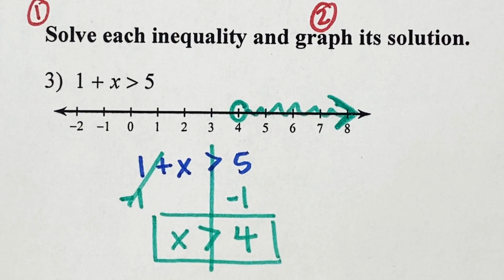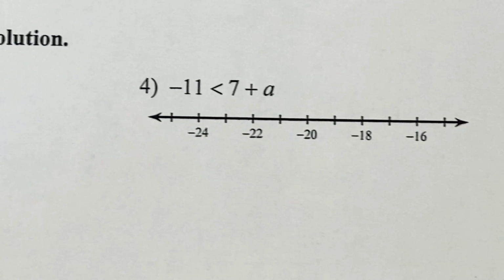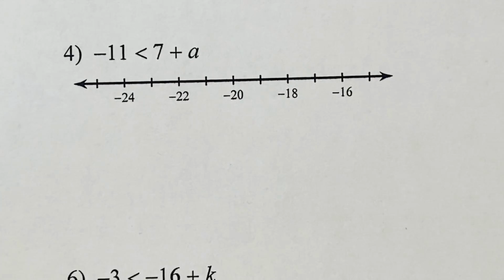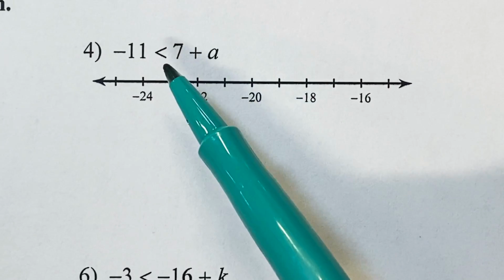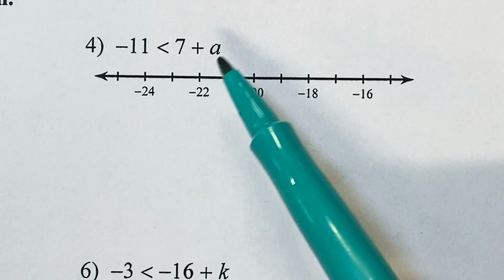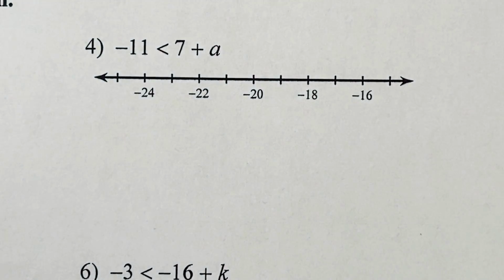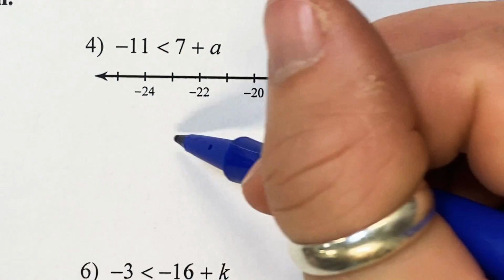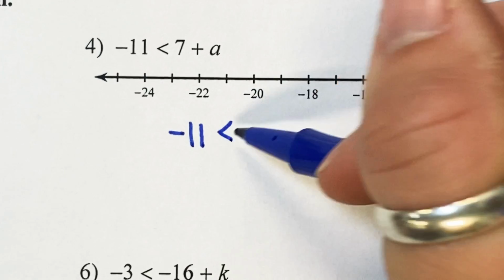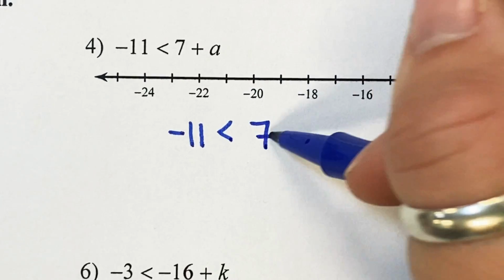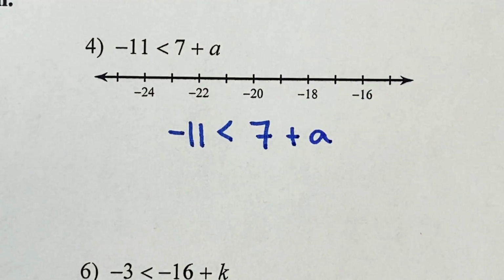Beautiful. Okay, let's look at number 4. So again, our variable is not all by itself, right? We have this 7 attached on the same side, so we need to solve and then graph. So I'm going to go ahead and rewrite my inequality. Negative 11 is less than 7 plus a. Okay, now I can go ahead and solve this guy.